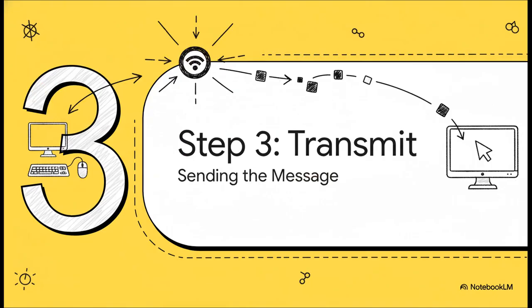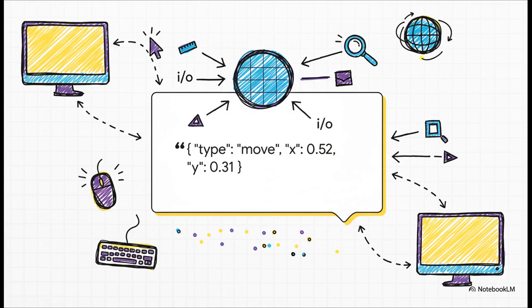All right, so we've got our universal language. We've translated our click into something that any screen can understand. Now what? Well, we have to package it up and send it across the internet. The instruction gets packed into this super simple, lightweight text format called JSON. The best way to think of it is like a digital postcard. This one here clearly says, hey, this is a move event, and it happened at location 0.52 on the x-axis and 0.31 on the y-axis. It's simple, it's clear, and it's tiny, which means it's fast.